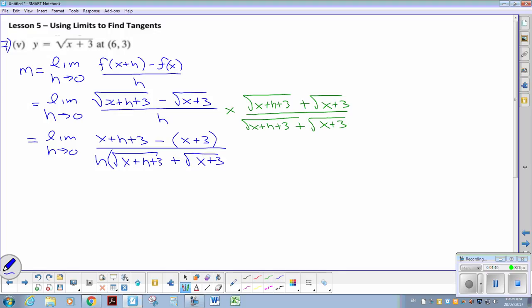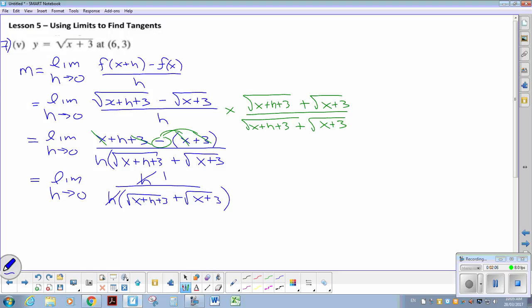So I'm going to save myself a step and do a bit of an analysis here. Again, this is a negative that's distributed in. So that means the x's will cancel because that would be a negative x. My 3's will cancel. So I'm left with the limit as h approaches 0 of h over h times the square root of x plus h plus 3 plus the square root of x plus 3. The h's now cancel out. So now I can do an analysis.